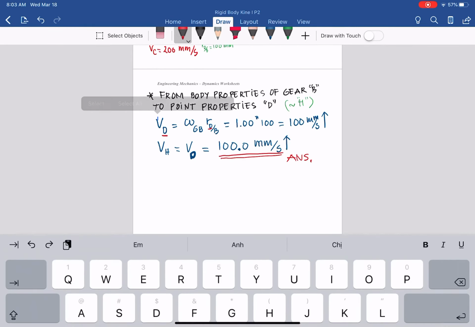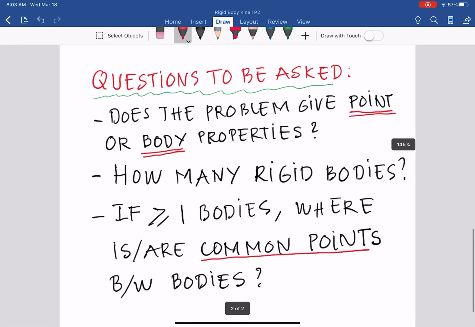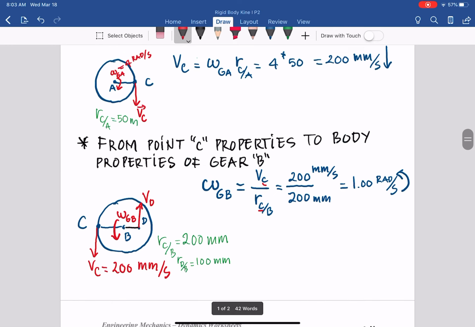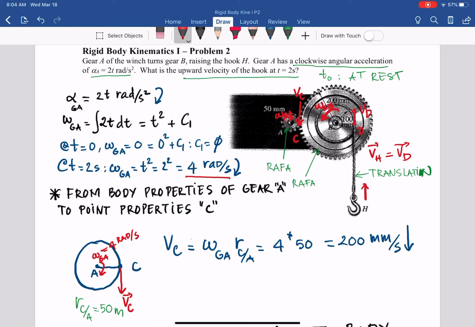And also remember to ask yourself this question when you solve a rigid body kinematics problem. Does the problem give a point or a body, so that we know what we should do for the next step? How many rigid bodies are in that problem? If there are 2 or more rigid bodies, where are the common points between the bodies in this problem? That is C and D, and you can see C is between gear A and gear B, and then D is between B and the hook with the rope. Keep that in mind.